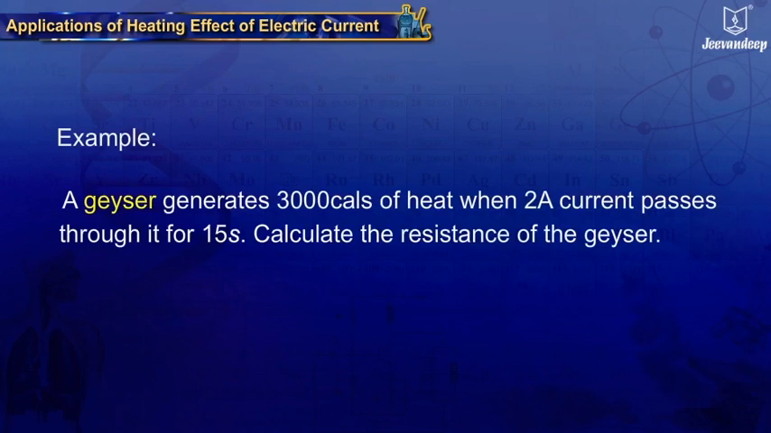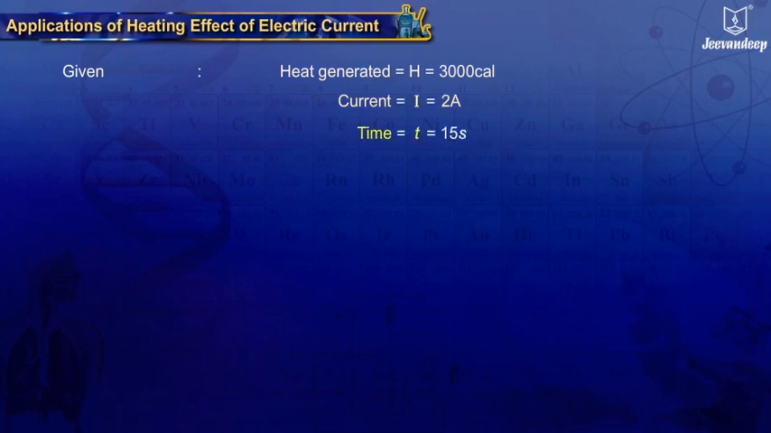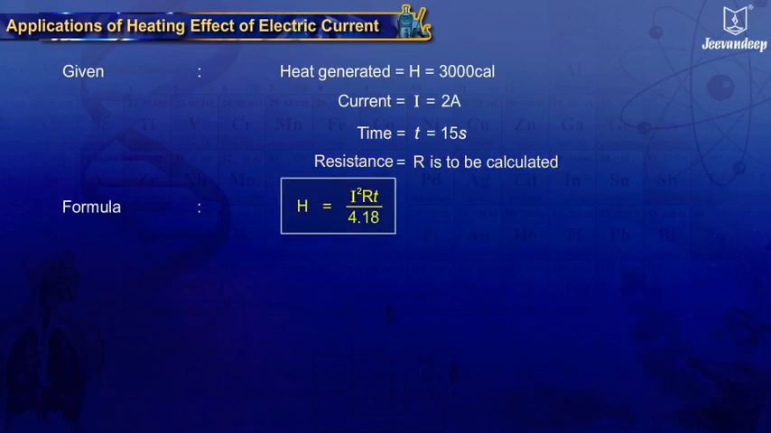Example: a geyser generates 3000 calories of heat when 2 ampere current passes through it for 15 seconds. Calculate the resistance of the geyser. Given, heat generated H equals 3000 calories. Current I equals 2 amperes. Time T equals 15 seconds. Resistance R is to be calculated. Formula: H equals I square RT upon 4.18.